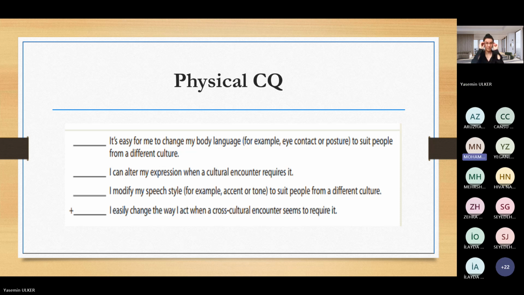Yes, so in the physical: I easily change the way I act when a cross-cultural encounter seems to require it. So I agree with the statement. I like my body language adapting to the new culture, and it doesn't yet come naturally so fast. So I need some experience and to learn the strategies of the culture more to adapt for it.